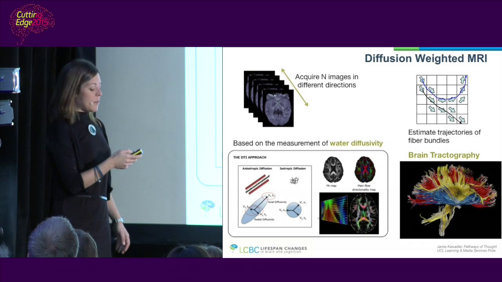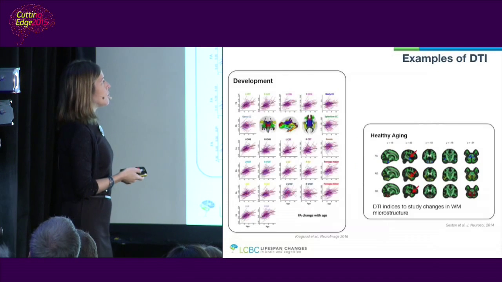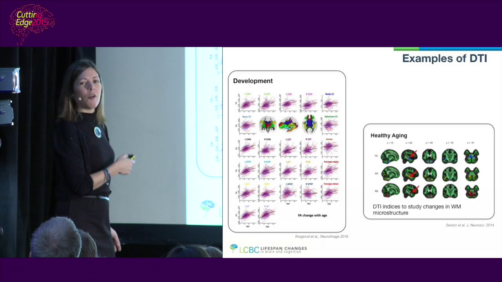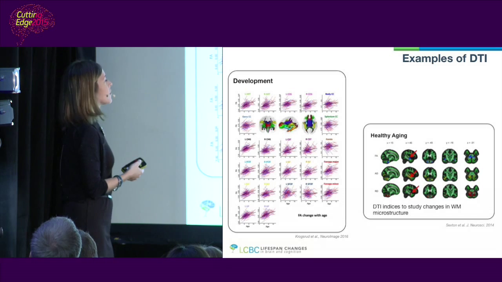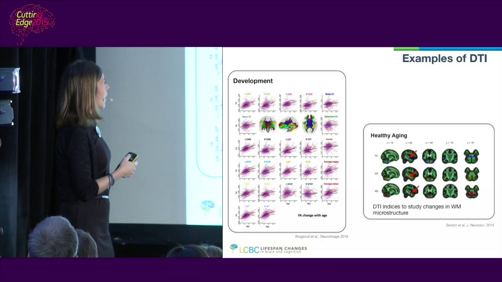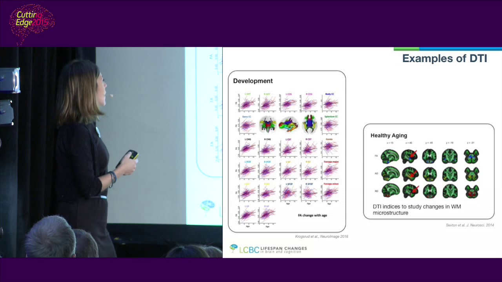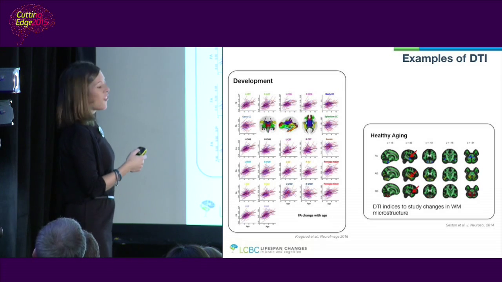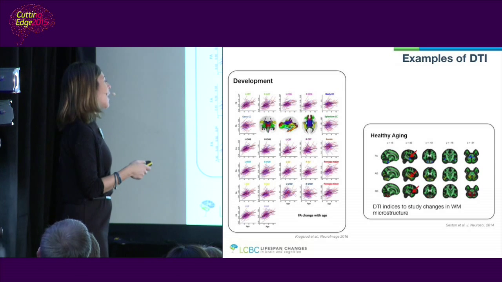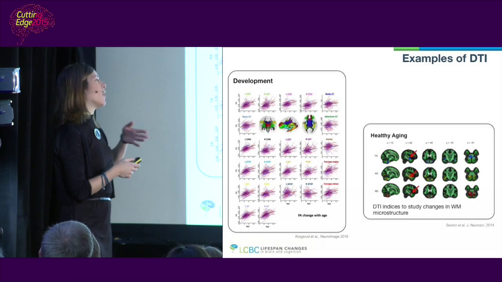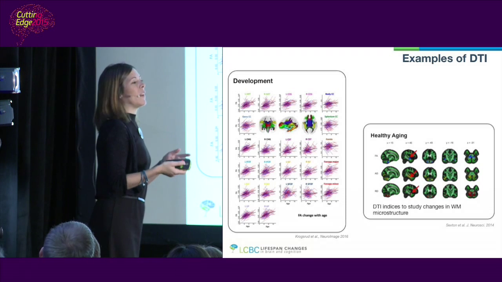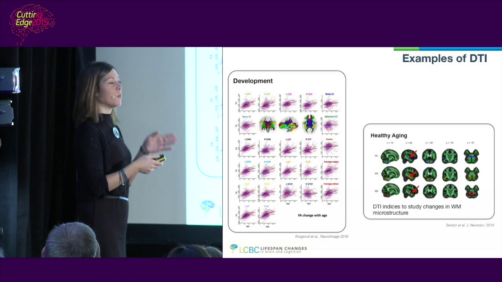This diffusion-weighted MRI, or DTI, has been used, for example, to analyze how the brain develops during the first years of life. For example, here, in this article, it was shown that many of the tracts were increasing in the first decades of life, meaning that the fibers were getting more directed. It would be equivalent to say that our axons are finding their way.